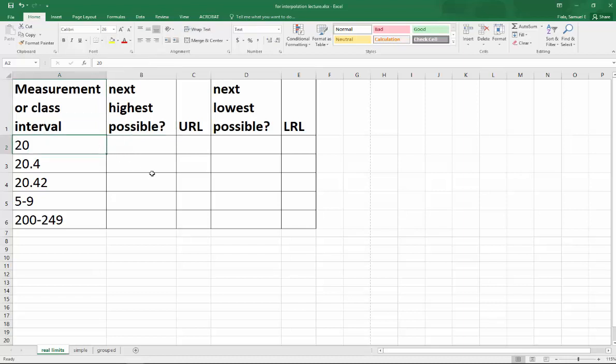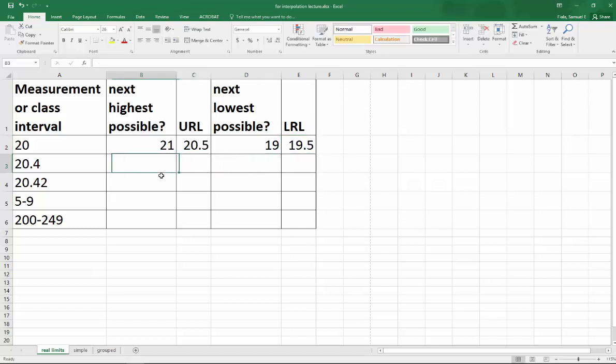So if we look at this one, we have a measurement of 20. First thing to think about is what's the next highest possible number. Not the next number you have if you have a whole bunch of data points, just what's the next possible number, measuring this specifically. At this point you're measuring to the ones place, right? So the next highest possible number is 21. The upper real limit is halfway between what you measured and the next possible one, so halfway between 20 and 21 is 20.5. For the lower real limit, we think, what's the next lowest possible number? Below 20, we drop into 19. So the lower real limit is halfway between, which is 19.5.